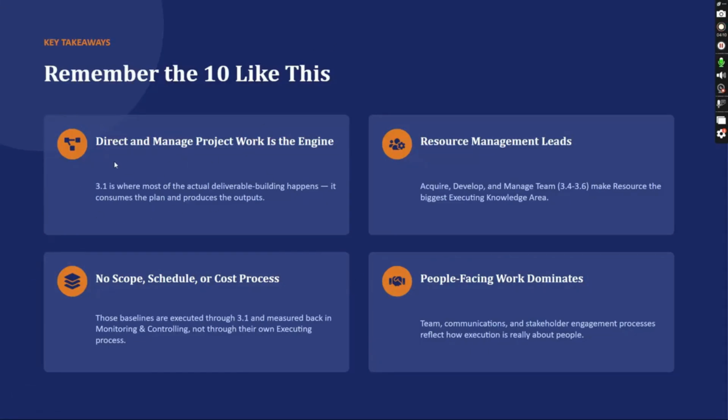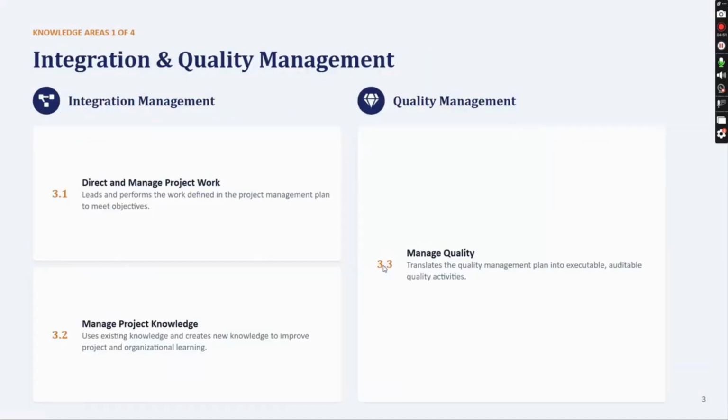So we have to remember like this: direct and manage project work is the engine where most of the actual deliverable building happens. It consumes the plan and produces the outputs. Then comes resource management, which leads acquire, develop, and manage team, making resource the biggest executing knowledge area. Then, no scope, schedule, or cost processes. Those baselines are executed through integration and measured back in monitoring and controlling, not through their own executing process. Then people-facing work dominates. Team, communications, and stakeholder engagement processes reflect how execution is really about people. So these are the 10 execution processes that you have to remember.